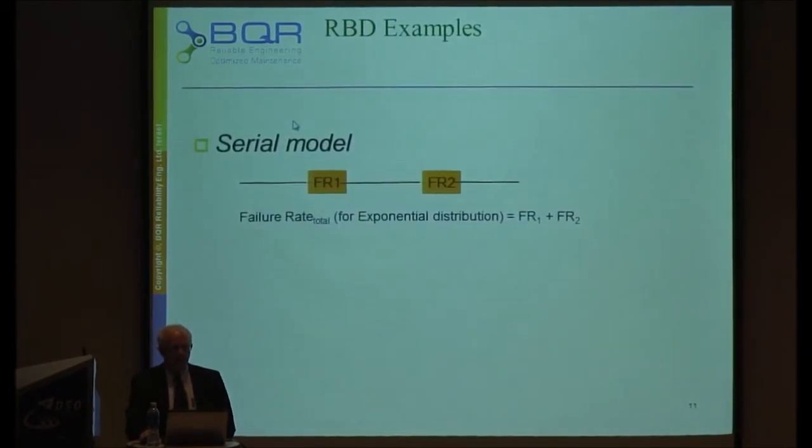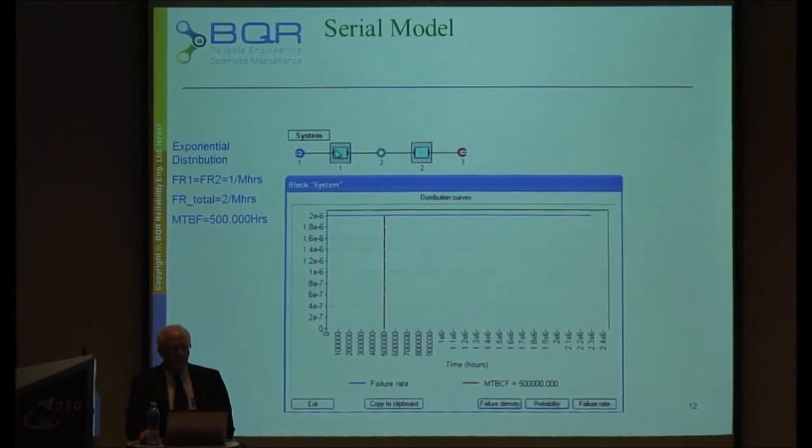So if we take a serial model, and the failure rate is exponential, we can just sum the failure rates, and we have the failure rate of the product. If we have many, we just sum all the failure rates. This is an example, 2 assemblies. Failure rate is 1 per million hours. The total failure rate is 2 per million hours. So the total MTBF here is 500,000 hours, if you remember the lamp example in the morning. So this is the resistor example, not the lamp.